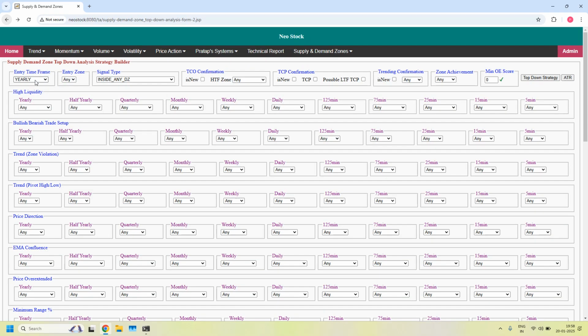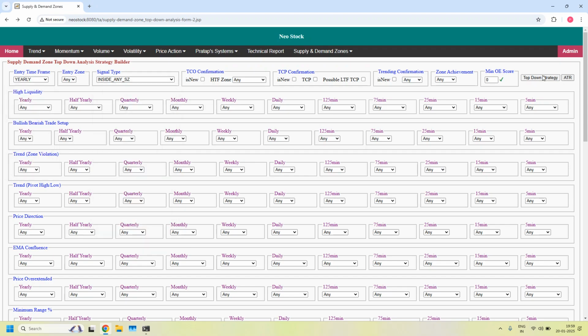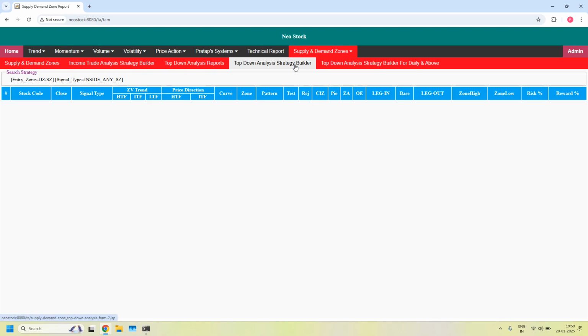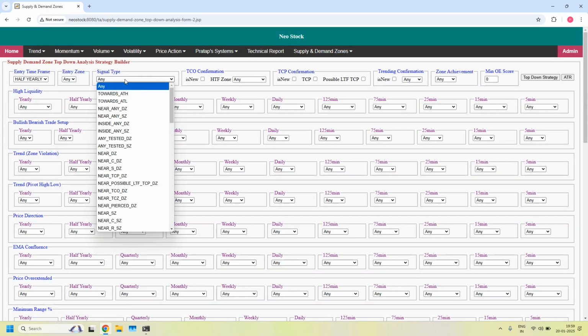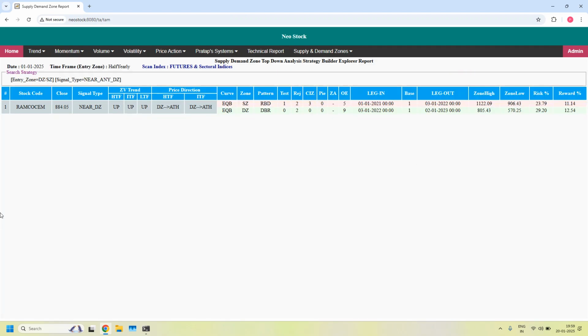Okay, next report, yearly time frame. Price closed inside the yearly supply zone. We don't have any stocks. Next time frame is half yearly. Stocks near half yearly demand zone. 1 stock is filtered.